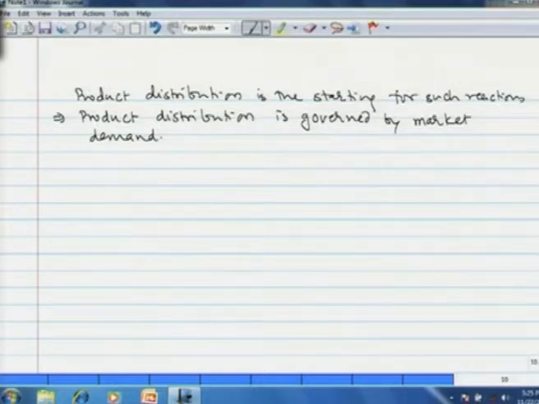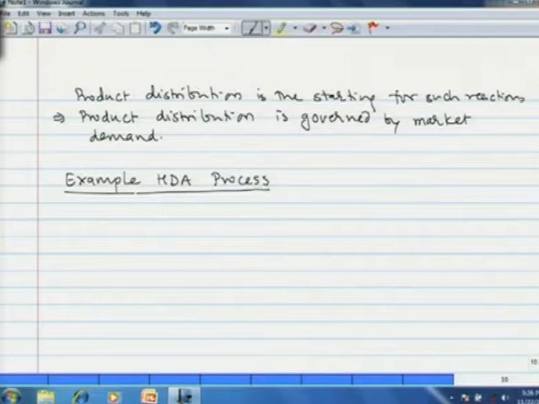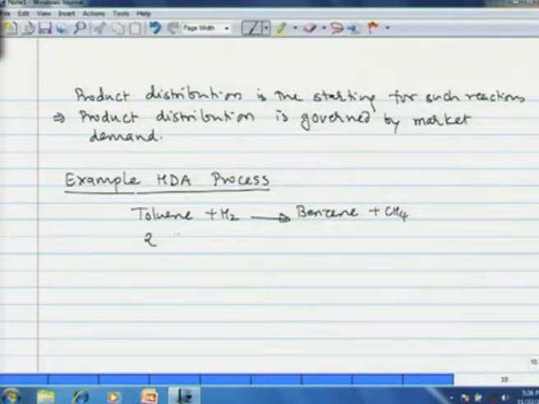Now, we shall see the example of the HDA process as how we can develop a material balance which is in terms of design variables. I briefly give the basic chemistry again. HDA process, toluene reacts with hydrogen irreversibly to give benzene and methane, and two molecules of benzene combine reversibly to give diphenyl plus hydrogen.